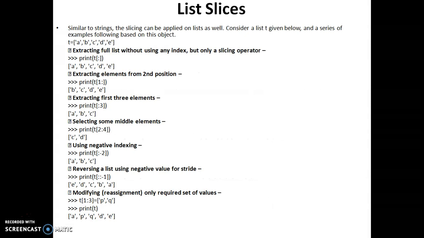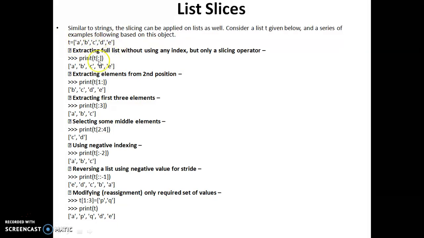As in strings, we can also have slices in lists. We have seen many examples of string slices. Here also we have some examples of list slices. So how can we extract the full list? That is the first example. Here the list is t equals a, b, c, d, e.